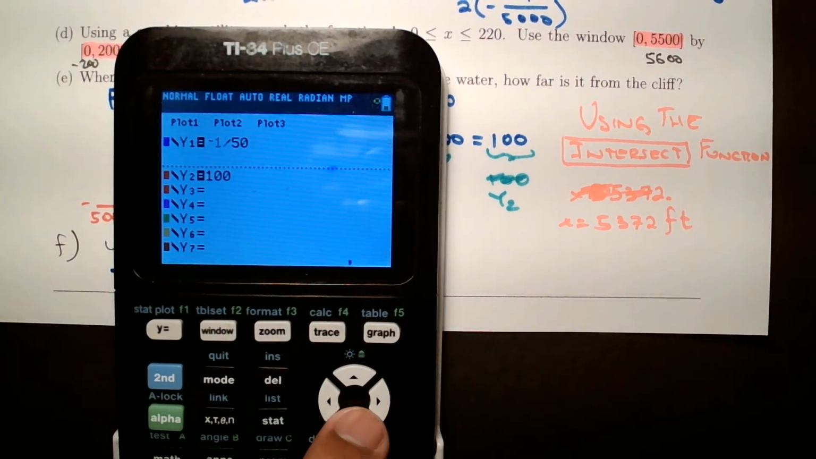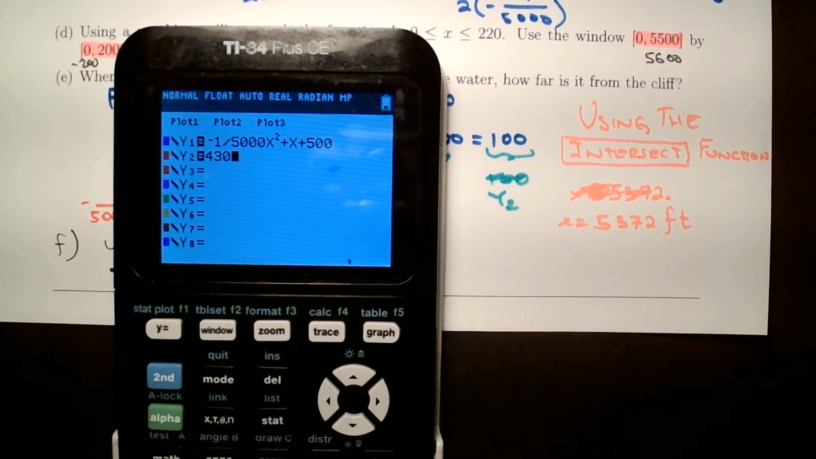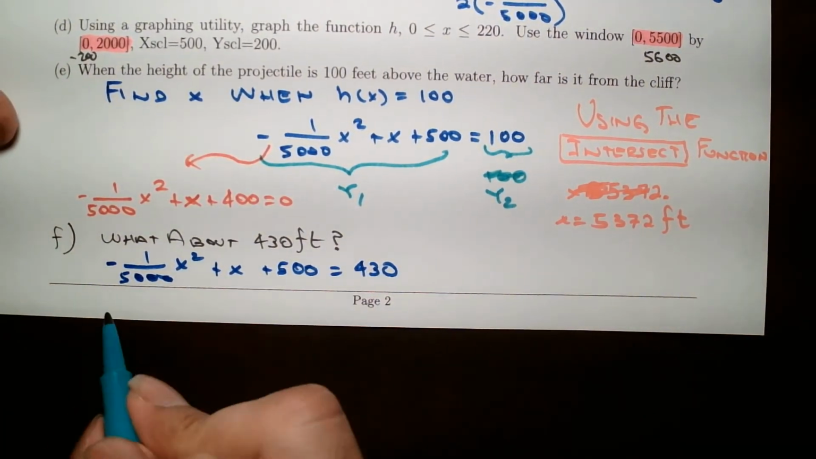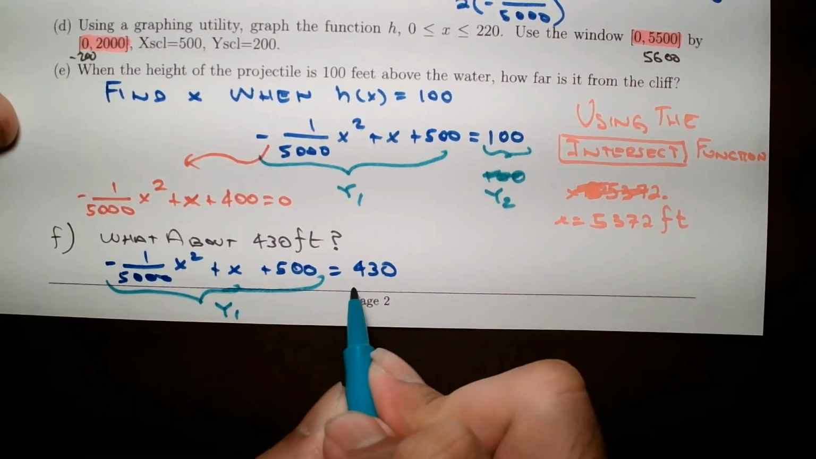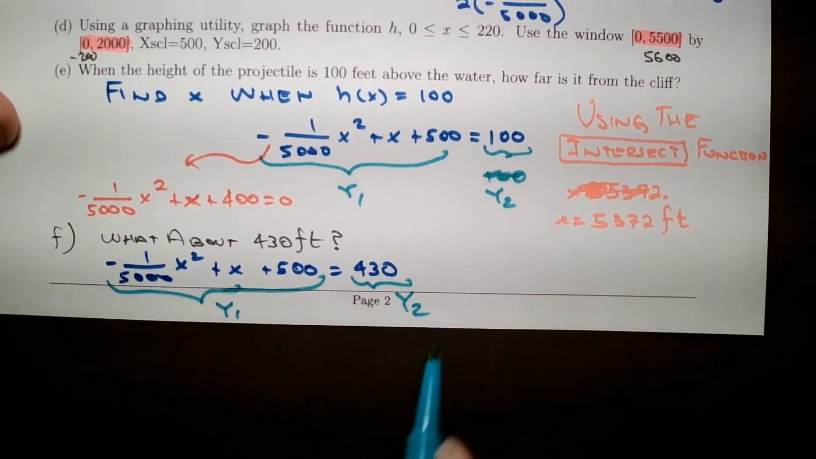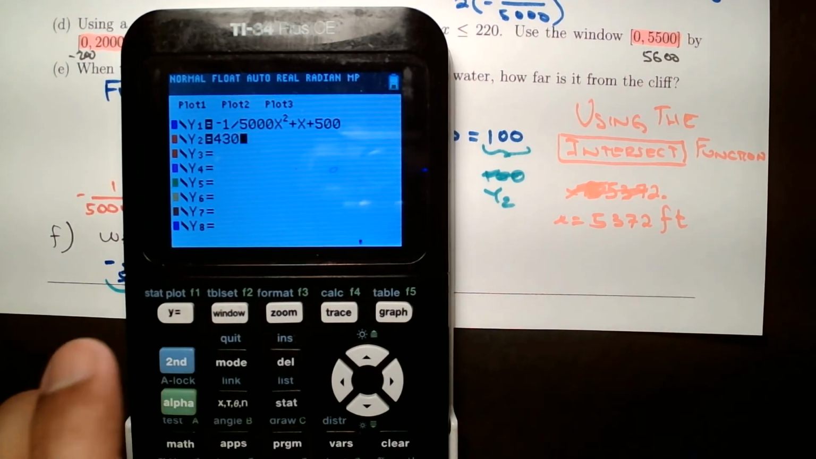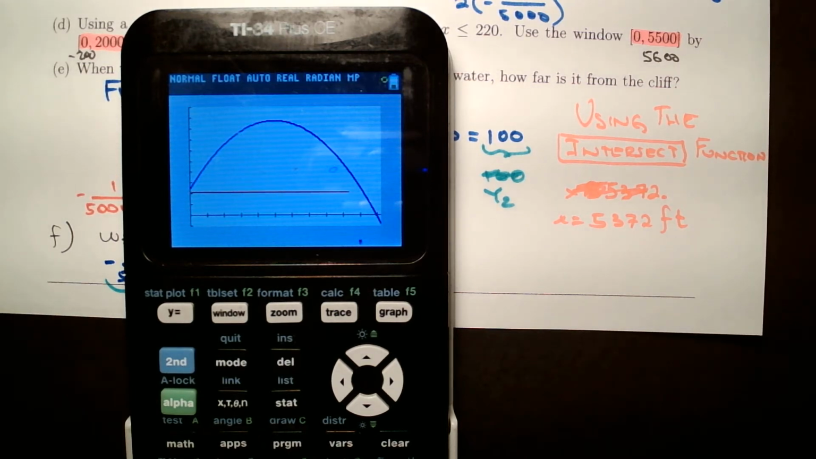So I'm going to replace the 100 with a 430. So that's going to be our y2. Let me just go back over here. That's again our y1, and this is our y2. All right, so I just replaced that, and I'm going to graph again. Okay, so the first is the parabola for the projectile motion.